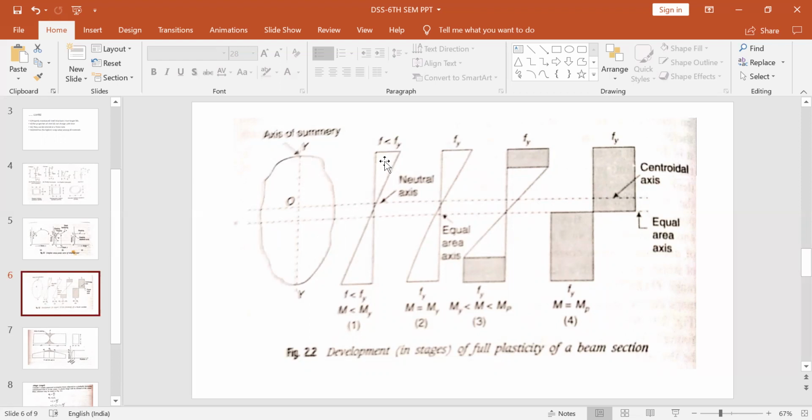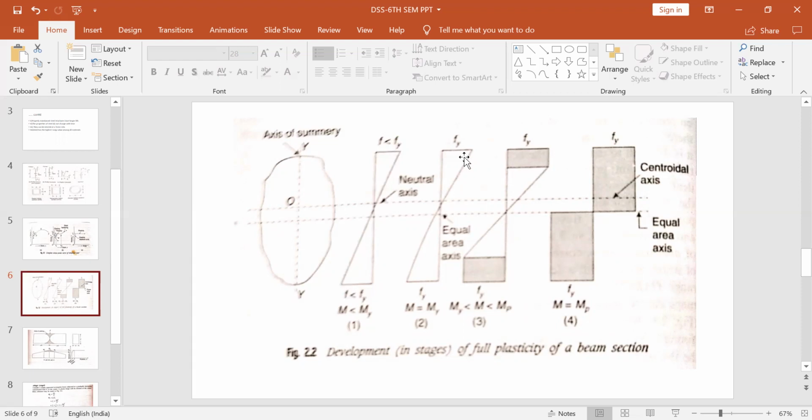So first, this is the elastic stage. That means before yielding. Yield point is not reached here. So this stress is less than the yield stress. So when it is raised toward the yield stress, this part will be linear. This stress curve, your stress will be linear. That means at the extreme fiber, it will be maximum. At the neutral axis, it will be minimum. Linear variation, before the yielding stage.